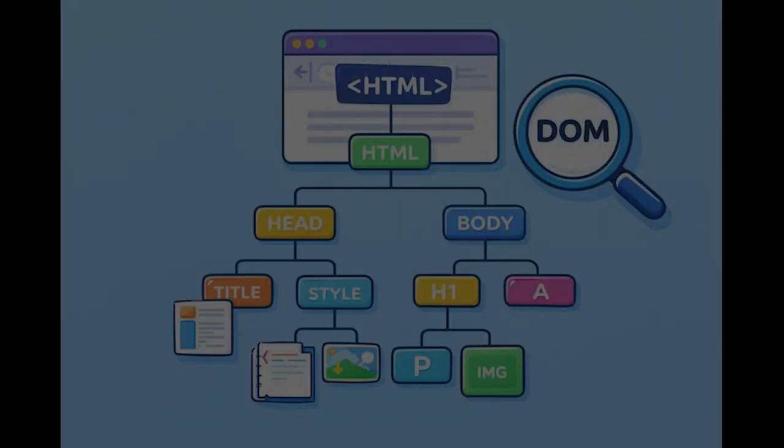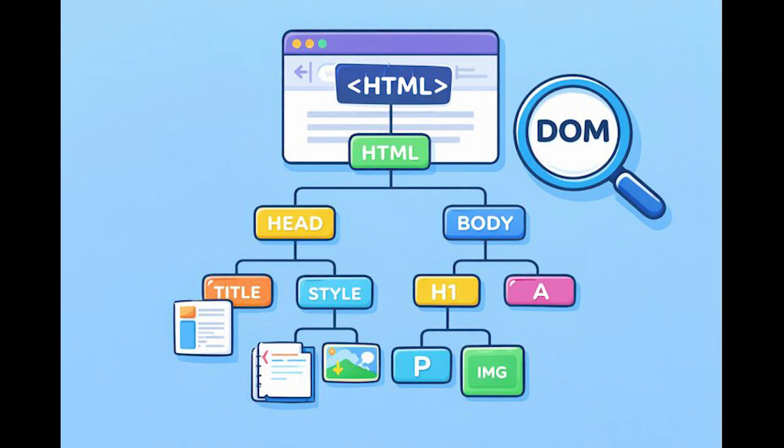Let's get into it. Let's start with the DOM, the Document Object Model. When your browser loads an HTML page, it doesn't just keep it as text. It builds a living tree of objects in memory: elements, text, attributes. Everything becomes a node. So the DOM is basically the web page as JavaScript can touch it.